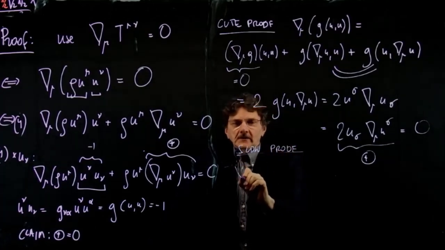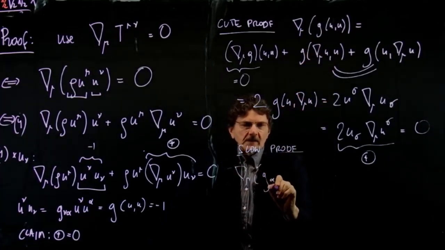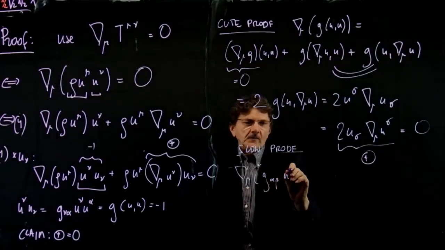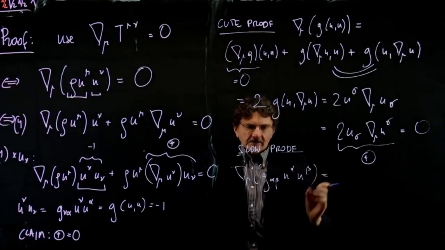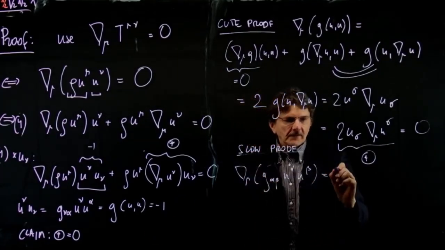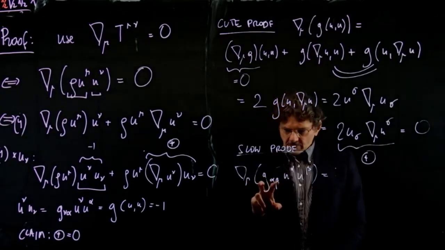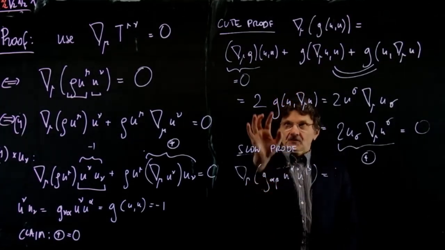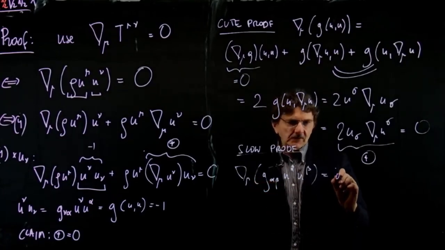We just calculate d mu. Well, this product is just g alpha beta u alpha u beta. Now, so this is what I told you. I'm going to use the Leibniz rule, and because the metric is covariantly constant, I'm not going to write this term here. So I'm immediately going to put the derivative on the U's.